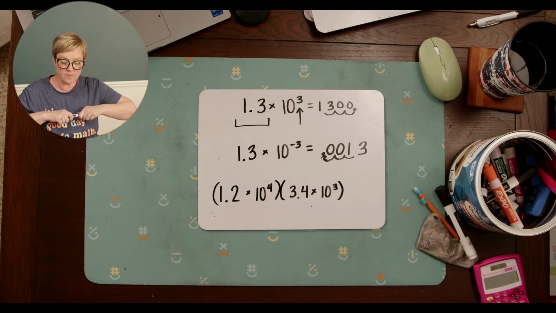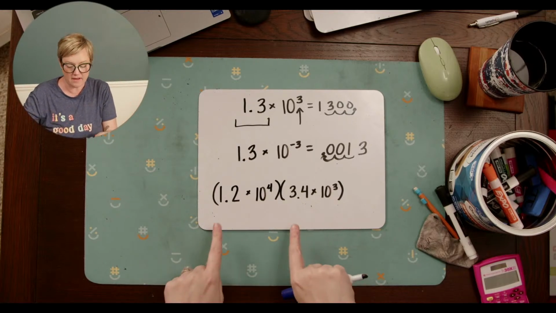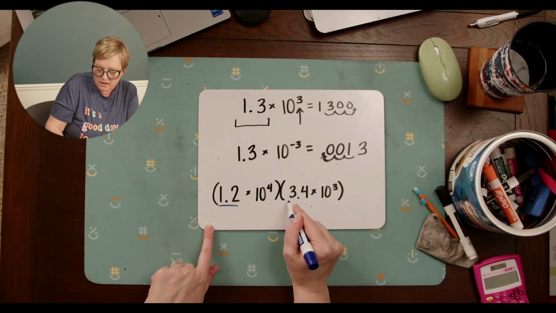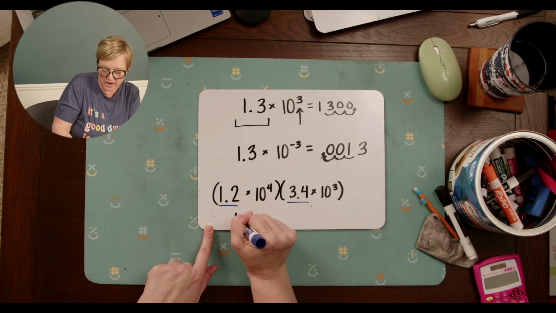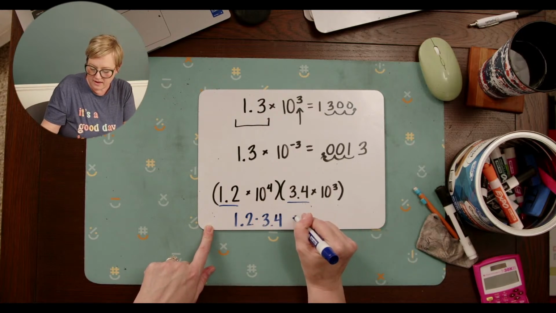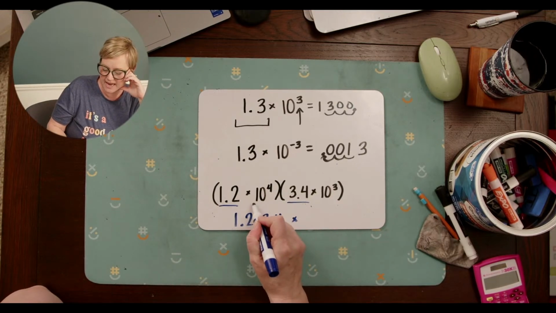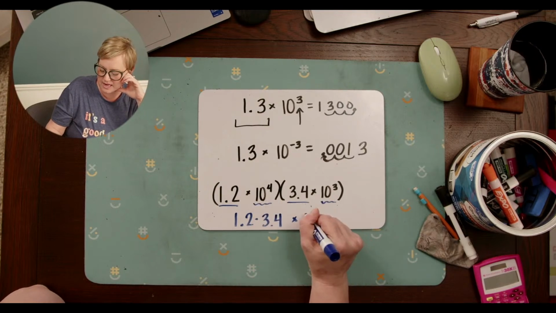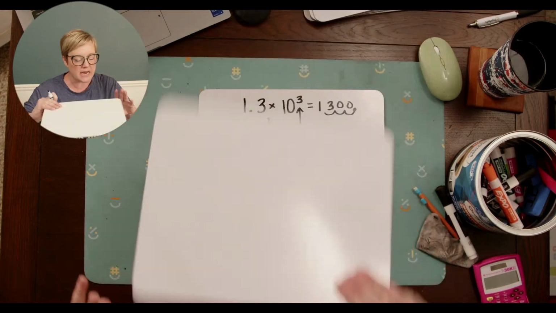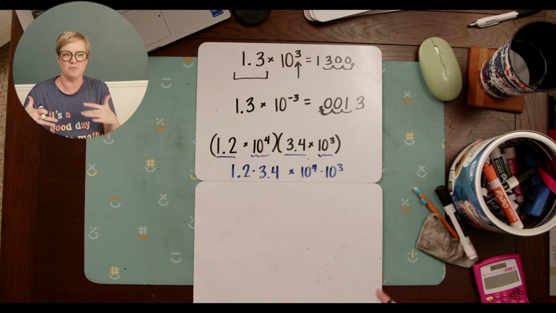With multiplication, it doesn't matter what order I do the multiplication in. So I'm going to multiply 1.2 times 3.4 over here, and I'm leaving the x just because that's how you usually show scientific notation. Then I'm going to take the 10 to the fourth and the 10 to the third and keep those over here. You can kind of think of it as combining like terms. It's not really combining like terms, but it's more like multiplying similar things.